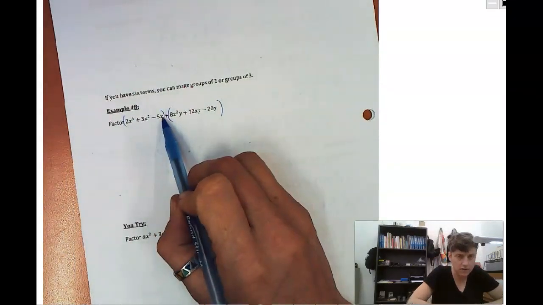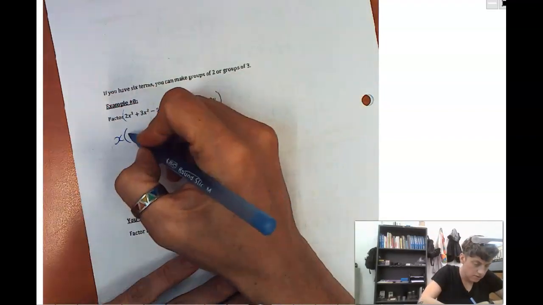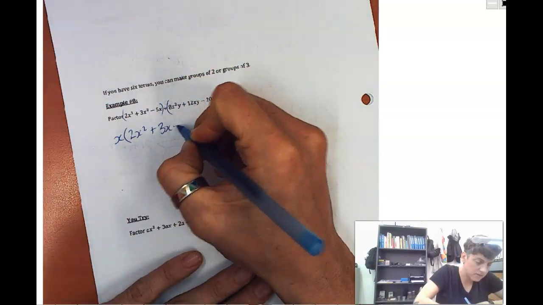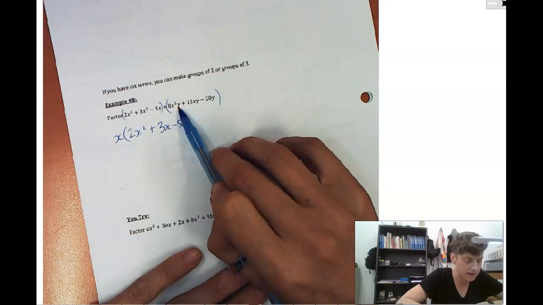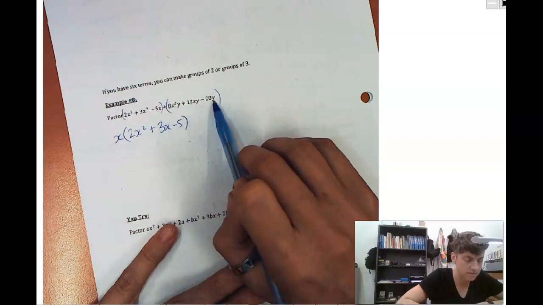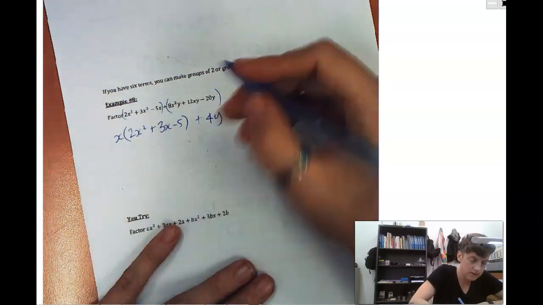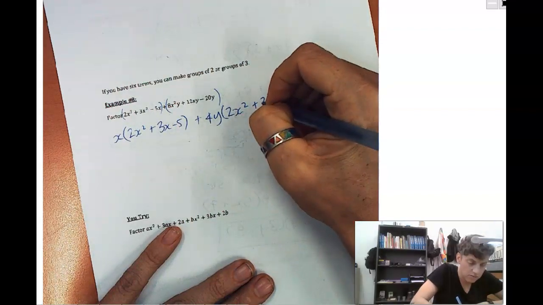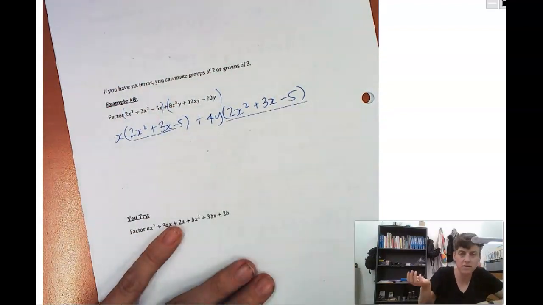Greatest common factor of this group here is x times 2x squared plus 3x minus 5. Greatest common factor here, they definitely all have a y. We can also divide them by 4. So let's take out a 4y. We'll be left with 2x squared plus 3x minus 5. That worked out great. Those parts in parentheses are the same.